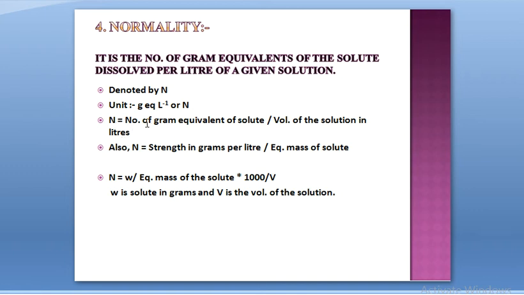This N mathematically अगर लिखना पड़े, number of gram equivalent of solute divided by volume of the solution in liters. Also in terms of strength, this N is strength in grams per liter divided by equivalent mass of solute. We'll see what this equivalent mass is. N, again अगर आपको specific normality का solution बनाना है और आपको solid weigh करना है, कितना आप weigh करोगे? This is the equation you use. N is equal to W divided by equivalent mass of the solute multiplied by 1000 by V. W is the solute in grams and V is the volume of the solution.